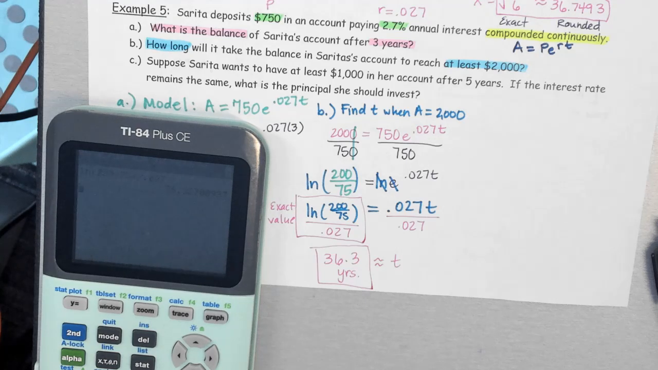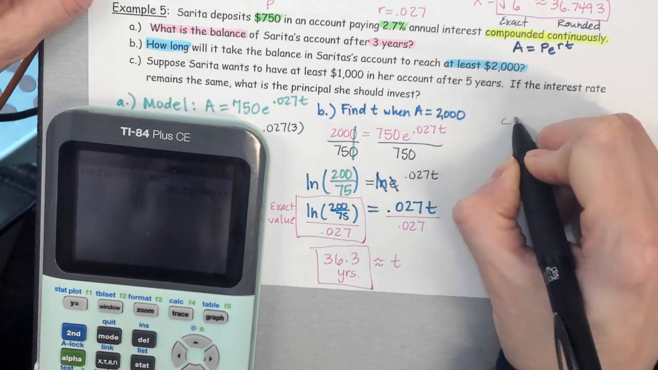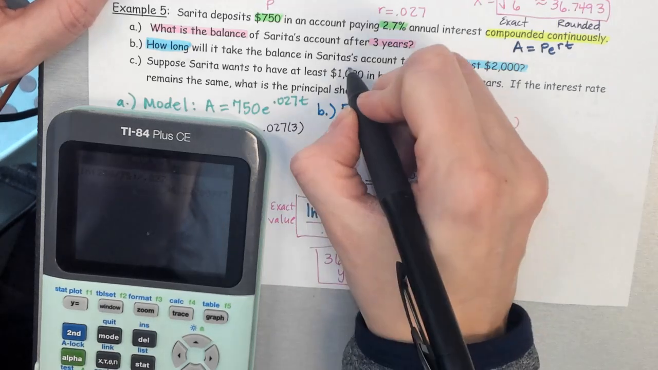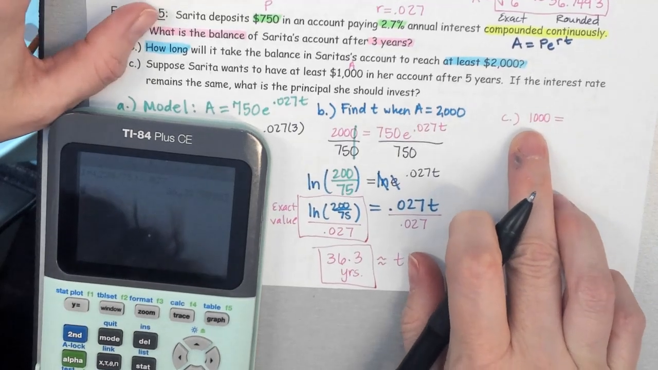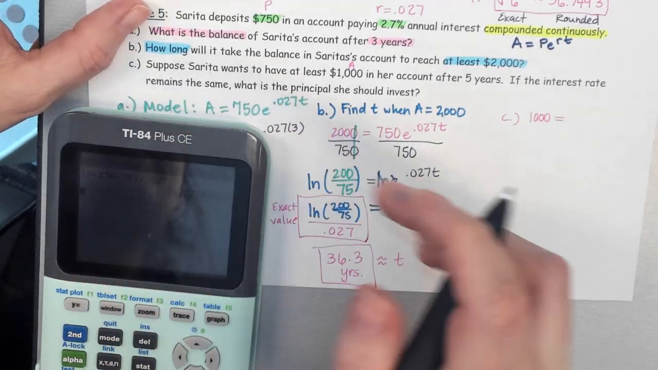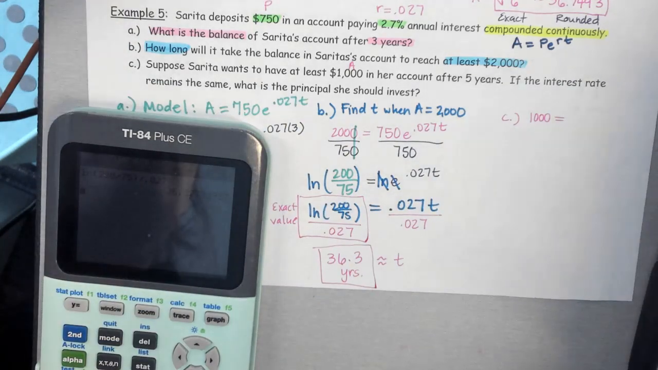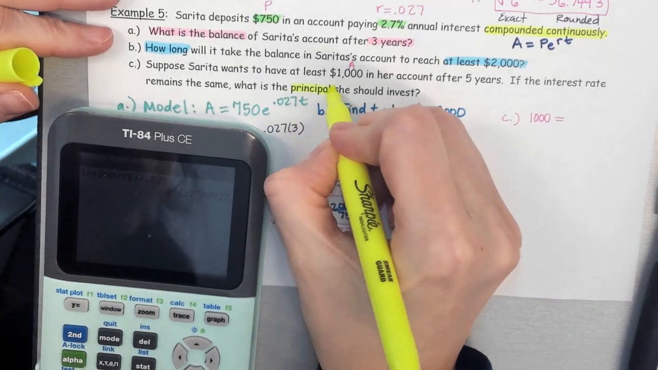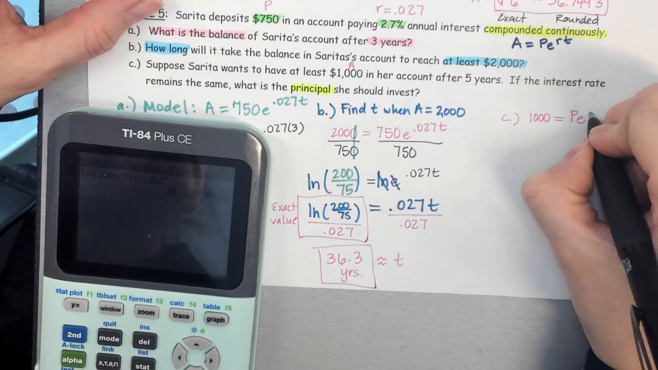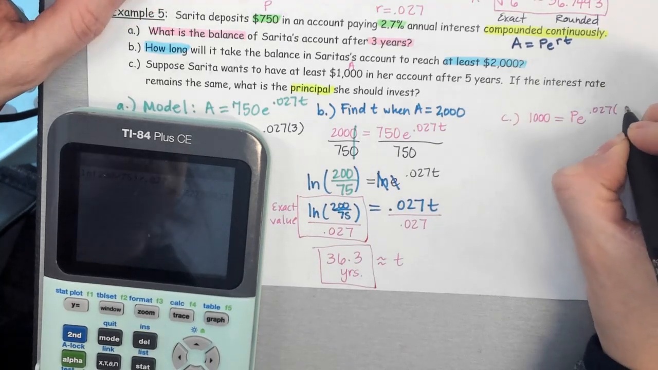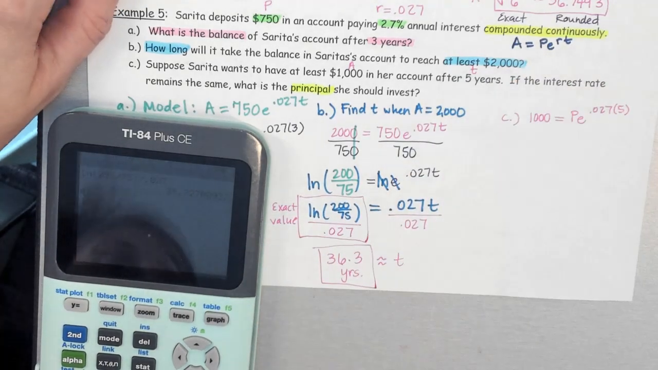All right, so it looks like we did a nice job of setting up part C. So she wants to have at least $1,000 in her account after 5 years. So you guys did a nice job of knowing that it's going to be equal to 1,000. Okay, and then it says the interest rate remains the same. What is the principal that she should invest? So you're trying to find the value of P. So it's not 750 anymore. It's going to be P e to the 0.027, and then your t value is 5. Okay, it says the interest rate stays the same.